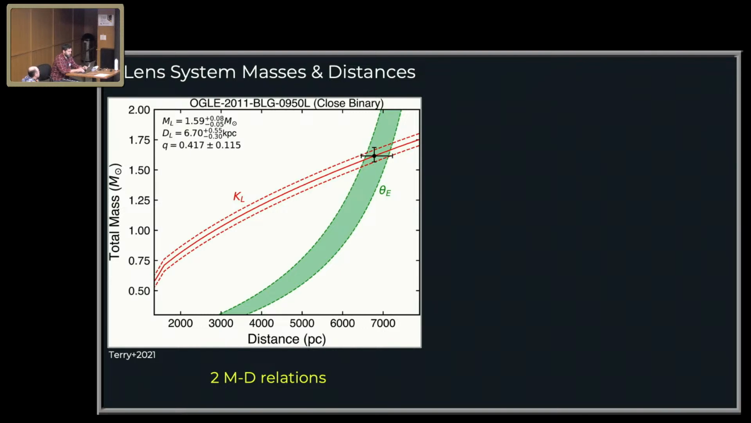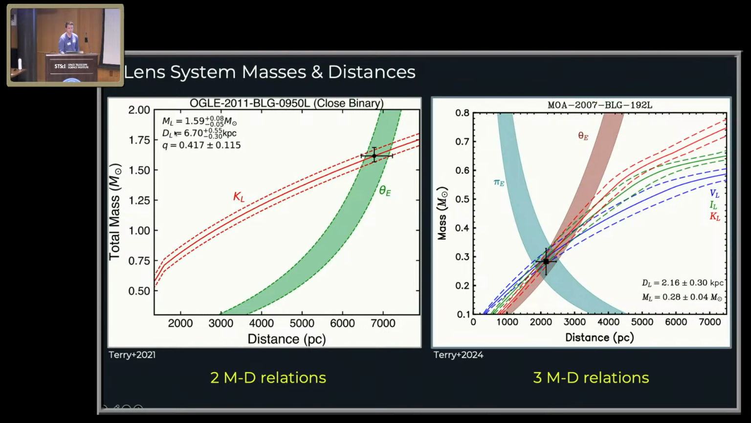So here's just one more example in a mass-distance space for a target. The red curve shows the Keck measurement. The green is, again, one of these other finite source effect constraints. And with the total mass of the system and Q, the mass ratio, that you get, it's pretty straightforward to get the individual masses. That was with two of these three relations solved. Here's with three out of the three, so it's just a more robust measurement.